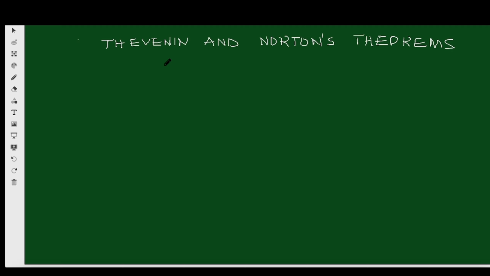Now that we have been introduced to source transformation and the superposition principle in our last two YouTube tutorials, it is possible that we develop two more techniques that will greatly simplify the analysis of many linear circuits. The first one is the Thevenin equivalent circuit, and the second one is the Norton equivalent circuit.